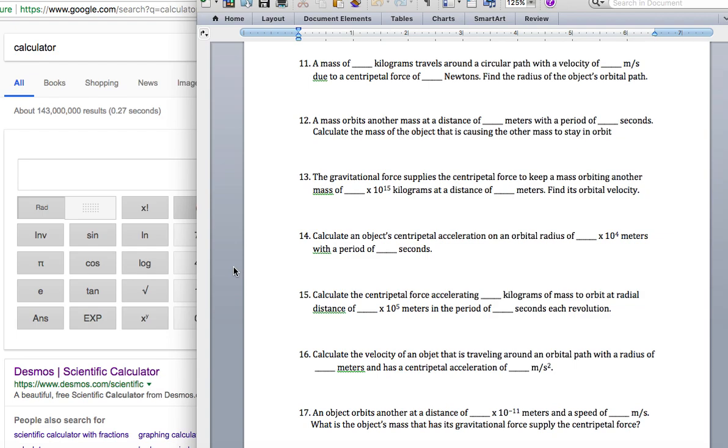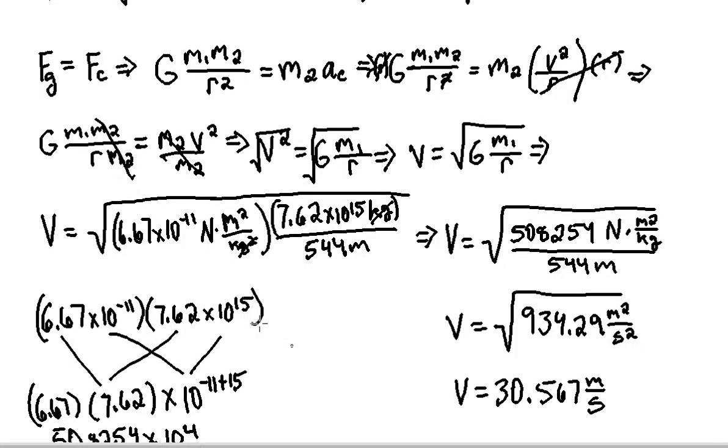Okay, looking at 15. Calculate the centripetal force accelerating blank kilograms of mass. So let's just start by writing what we're being asked to find. We want to know what the centripetal force is, and we're given a certain amount of mass.